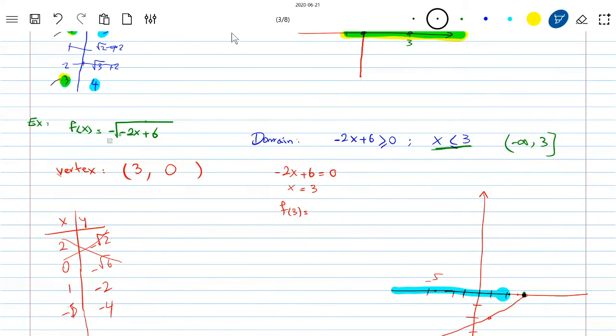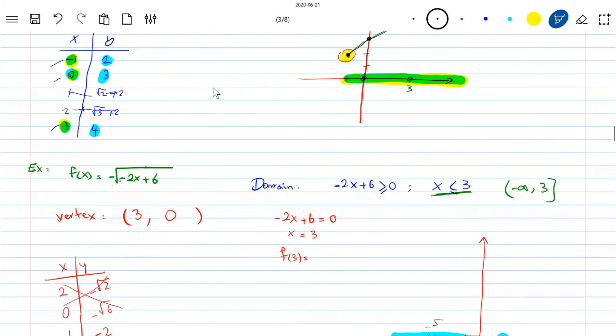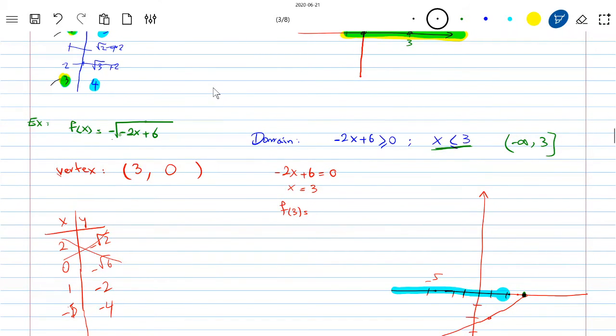Okay. Now what we have is negative square root of negative 2x minus 6. And I wanted to show you that the graph is not always increasing toward the right. It could be decreasing and going toward the left as well. There are 4 possibilities when you're dealing with square roots. It could look like either one of these cases.